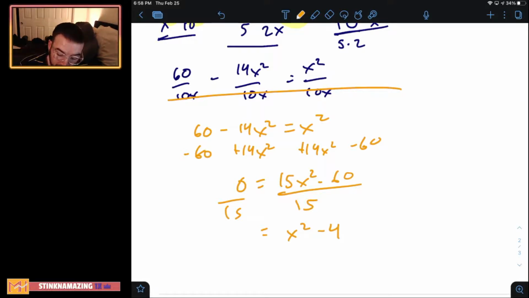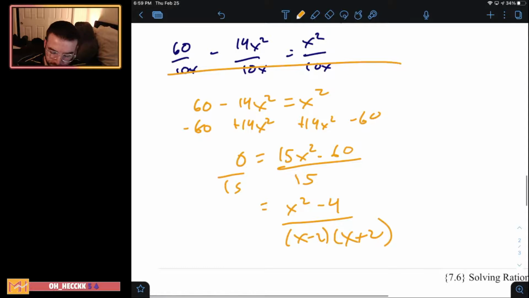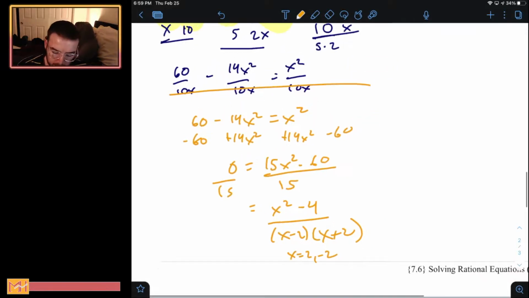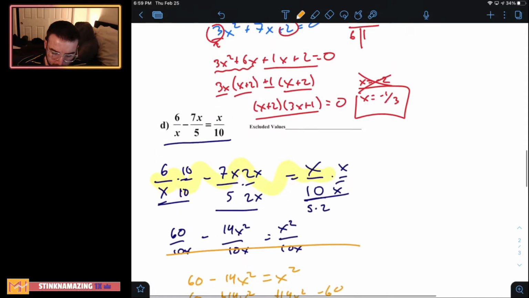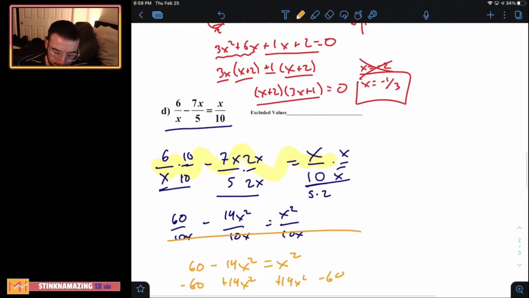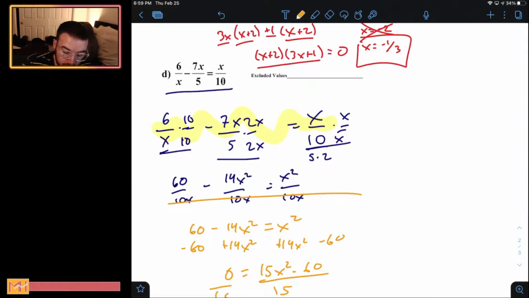And now that is pretty easily factorable. It's x minus 2, x plus 2. So our two solutions are 2 and negative 2. Beautiful, yeah? Is that excluded? No, we're only excluding 0.